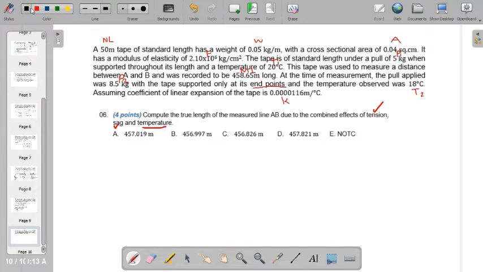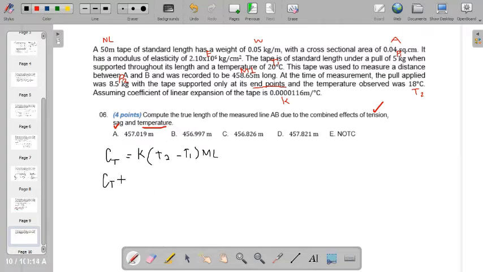For the temperature correction, we have the formula. By the way, we can directly use the total length of the line, A and B, without considering the nominal length, just like in the pull correction. So we can say C sub T equals K times T sub 2 minus T sub 1 times the measured length. We will be using the measured length here.